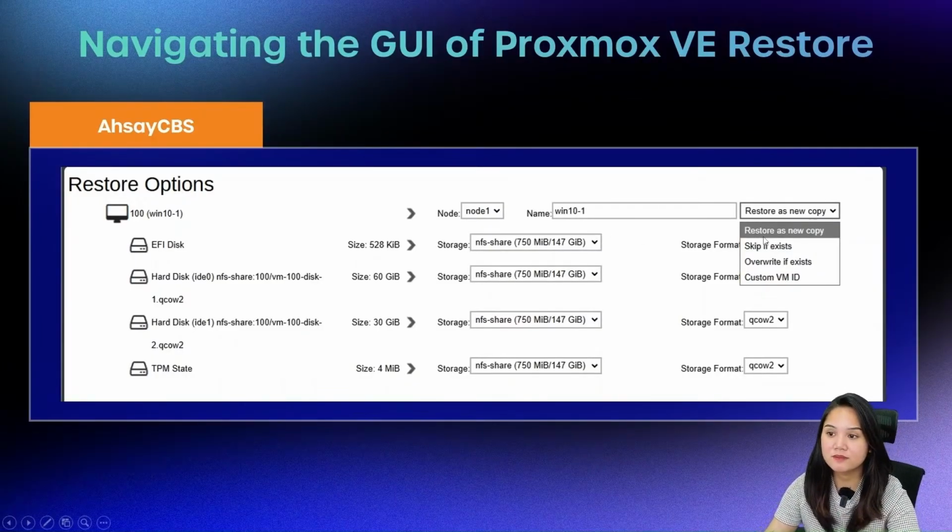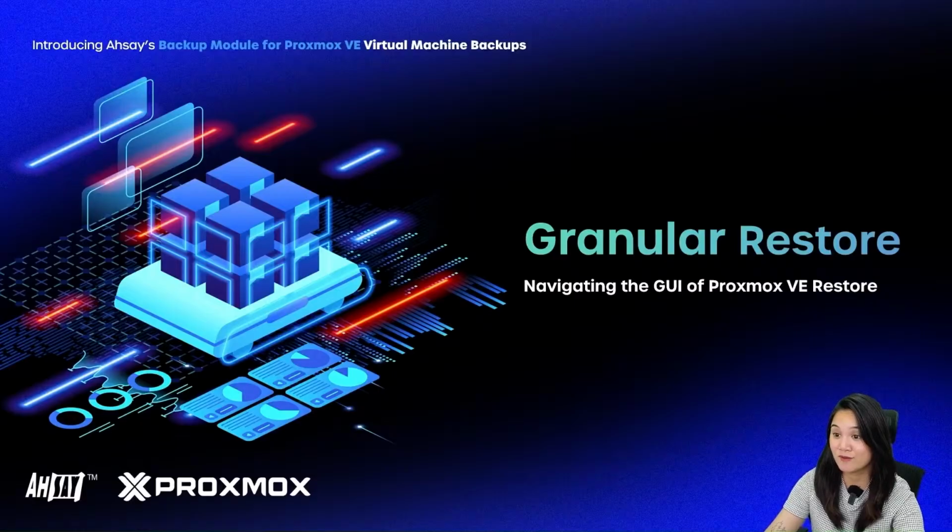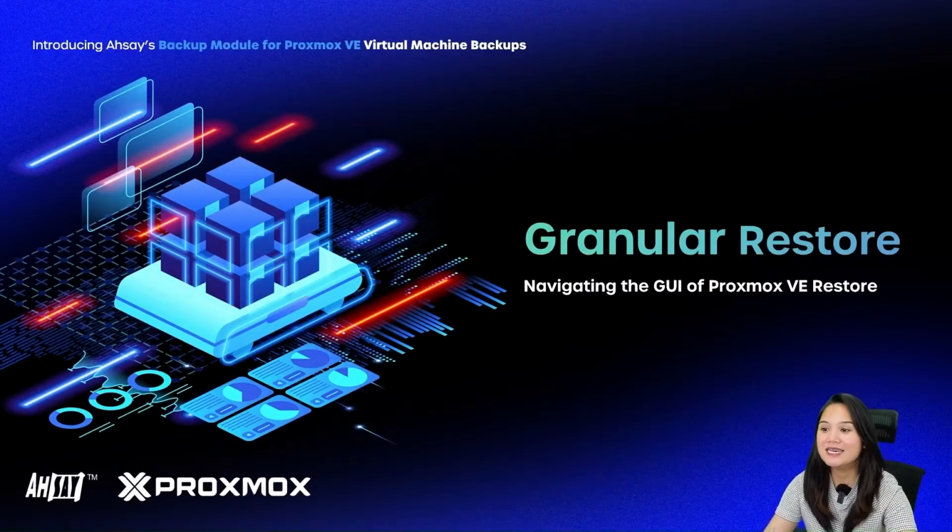Okay, so now that we've covered the standard restore options, let's move on to the Granular Restore interface. This feature allows you to browse, select, and recover specific files or folders directly from your Proxmox VM backups without needing to restore the entire virtual machine. Basically, it's designed for speed and precision, giving you quick access to exactly what you need when you need it, and perfect for saving time and minimizing downtime during recovery.